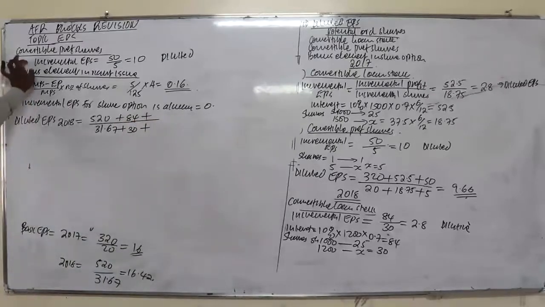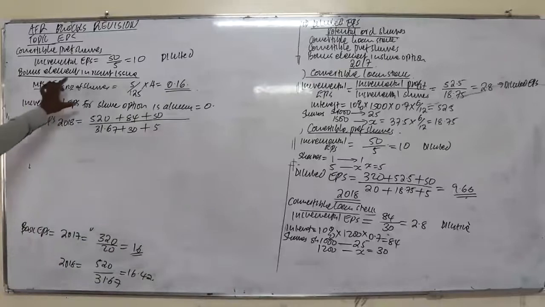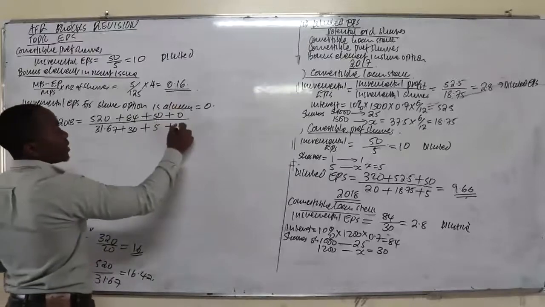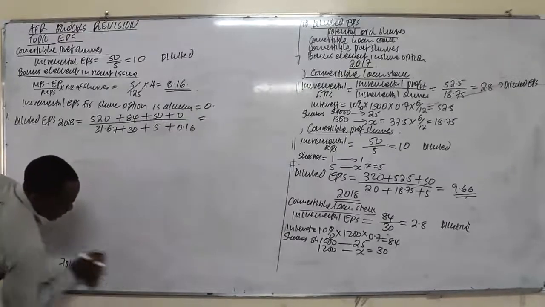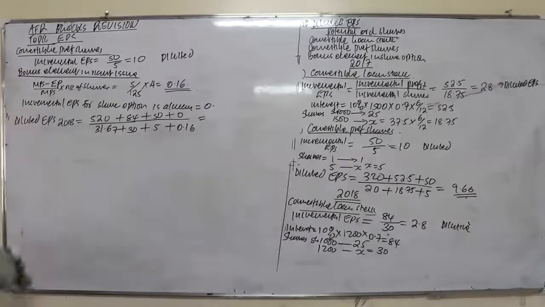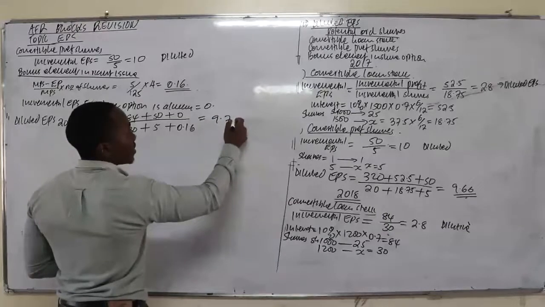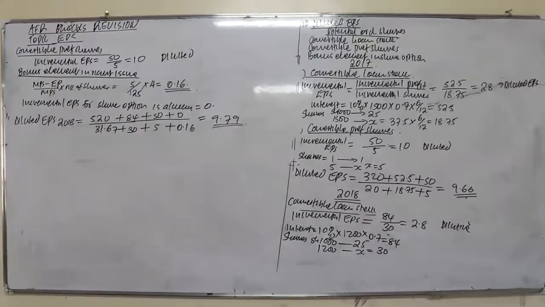Plus, we have convertible preference share. The profit will increase by 50, but the shares will increase by 5. And lastly, we have share option. The profit will increase by 0, but we'll have to issue a bonus share of 0.16. So give me the diluted EPS. You get 9.79. So we can take a screenshot of that.